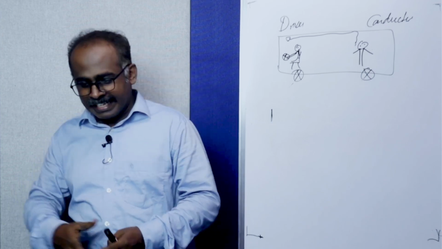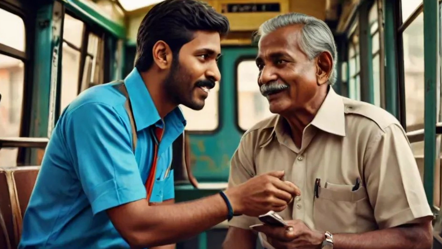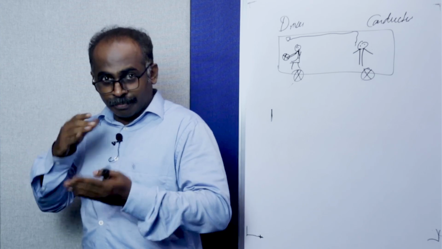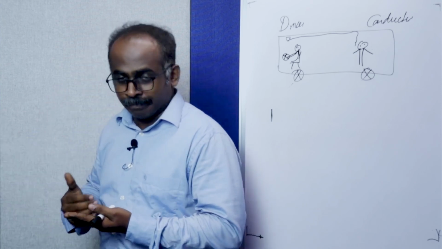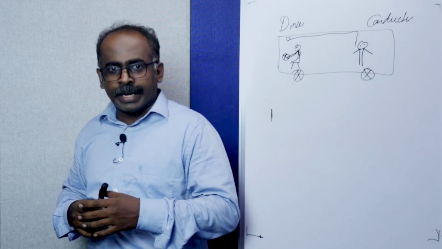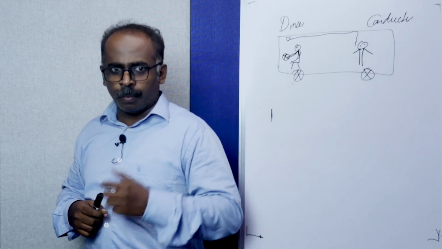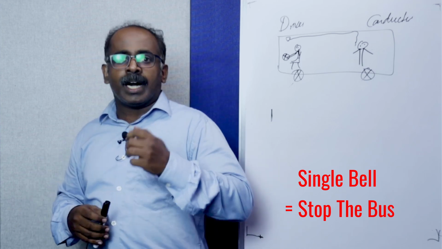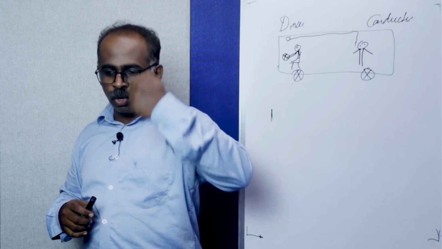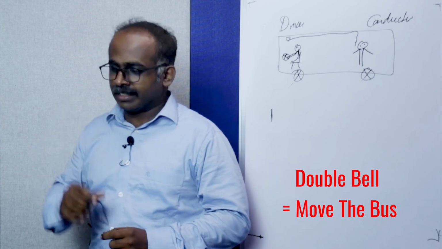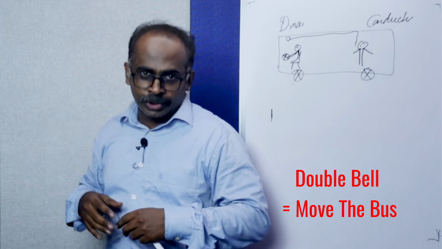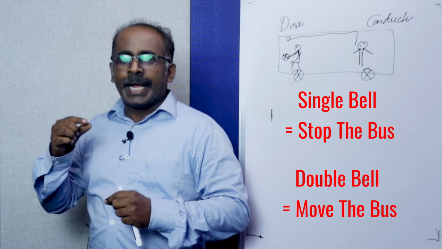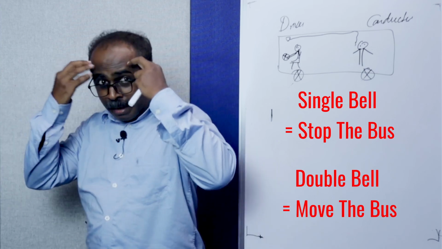Before the bus journey starts, the driver and the conductor sit together and talk to each other. That means they feed their brains with some thoughts, some agreements between both of them. The conductor tells the driver, when I pull that rope and ring one bell, you need to stop the vehicle. If I pull the rope twice and ring two bells, ting ting, you need to start the vehicle, you need to move the vehicle. Understood? So these two communications are set in their minds.